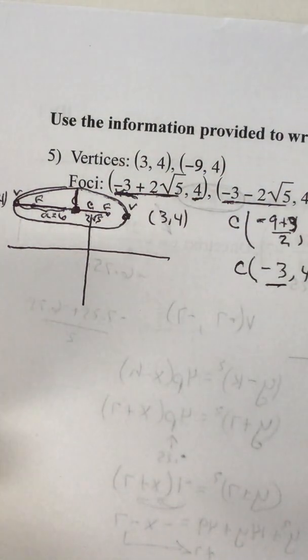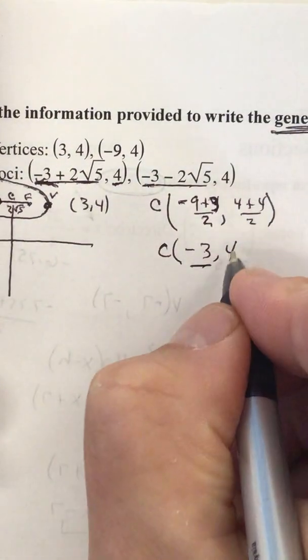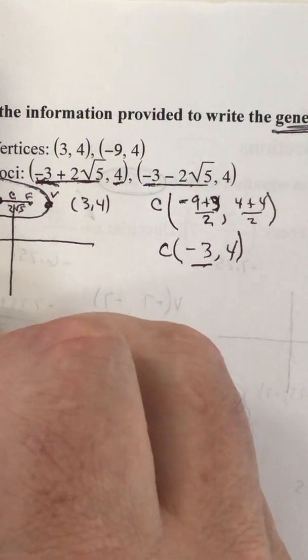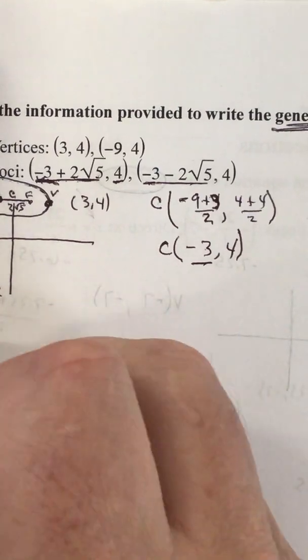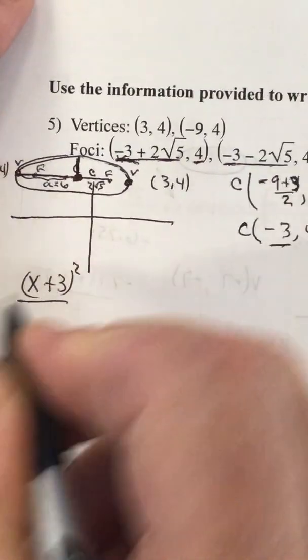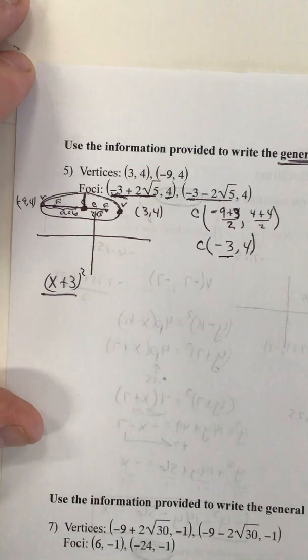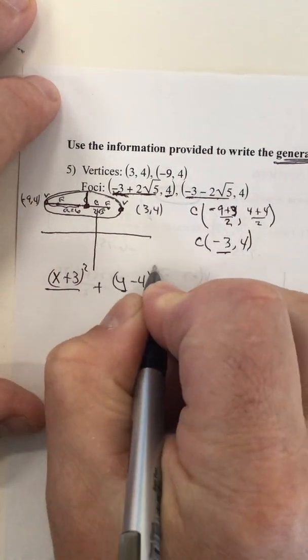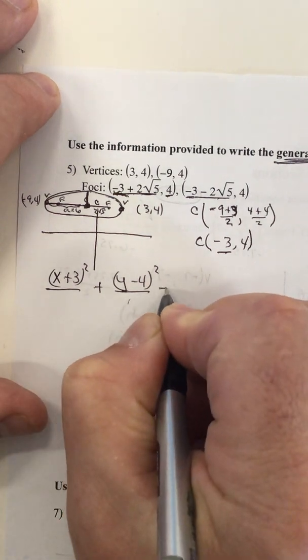Okay, so we have a lot of information now. We have the center. That's at least some way to get started. We have x plus 3 all squared over something, and then y minus 4 all squared over something, and it's all going to equal 1.